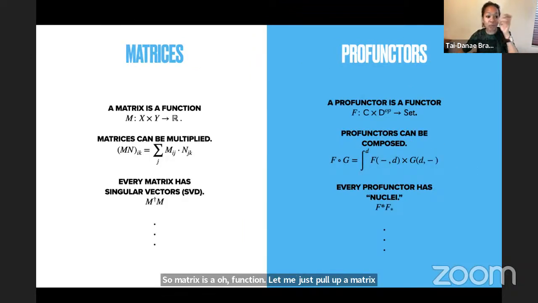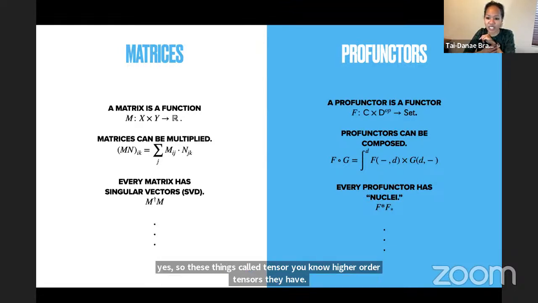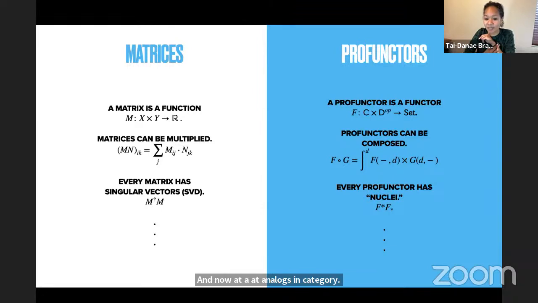A matrix is a function from a product of two sets. So a tensor of order 3 would be a function from a product of 3 sets. A tensor of order 10 would be a function from a product of 10 sets. Just like you can take the product of more than 2 sets, you can also look at functors from a product of more than 2 categories. So profunctors also have higher order array analogs, and that's easy to write down. So these higher order tensors have analogs in category theory, and they're a straightforward generalization. It's a good question.